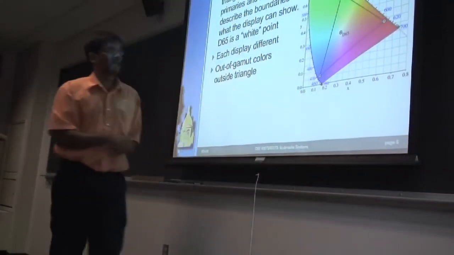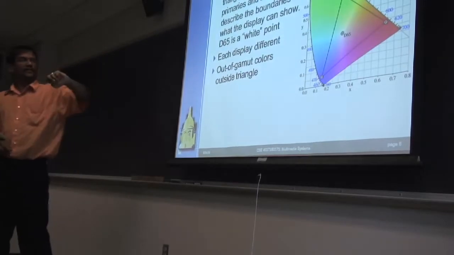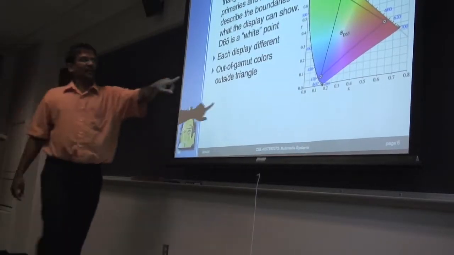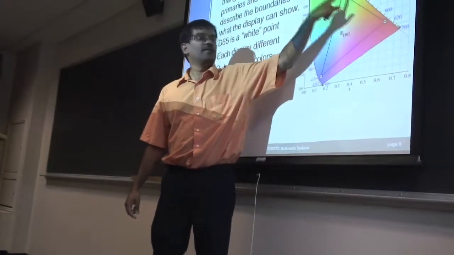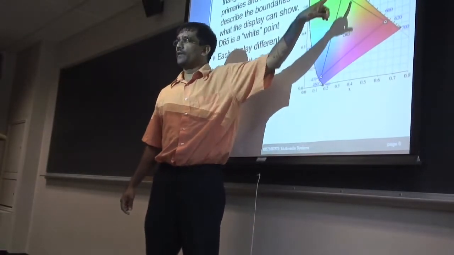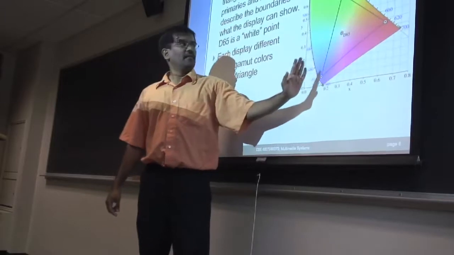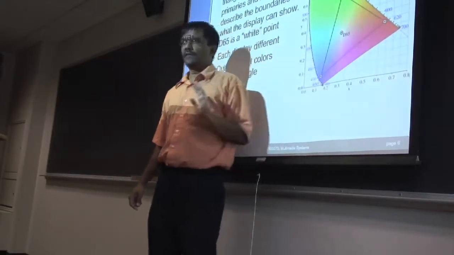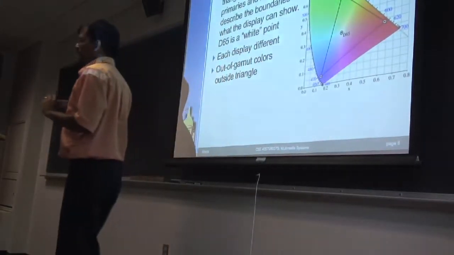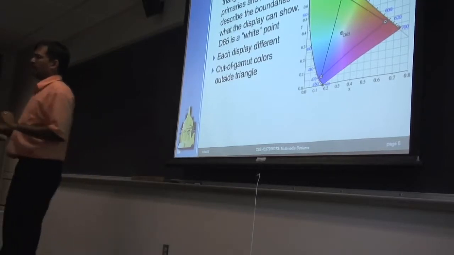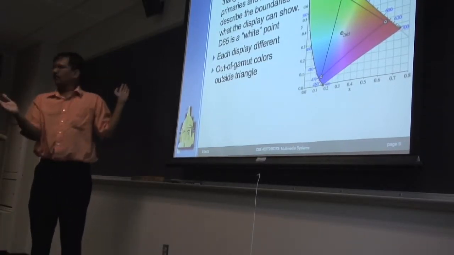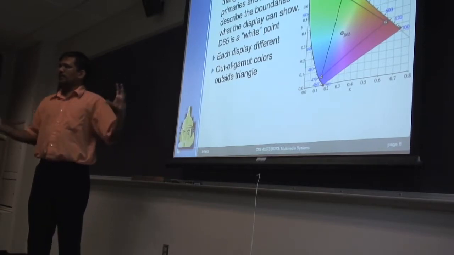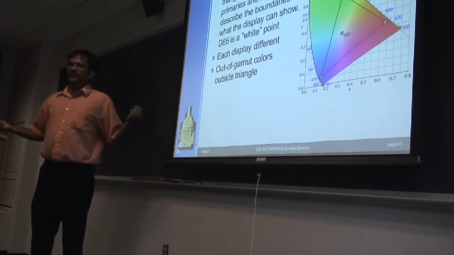So essentially, this is the deal. Depending on what your monitor can do in terms of red, green, and blue, it defines the enclosing triangle, which defines what you could see. If you had a monitor with those capabilities, you cannot see any variation outside of it. So technically, you cannot see anything there.